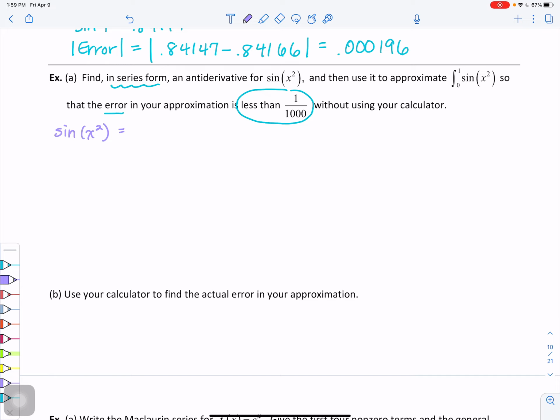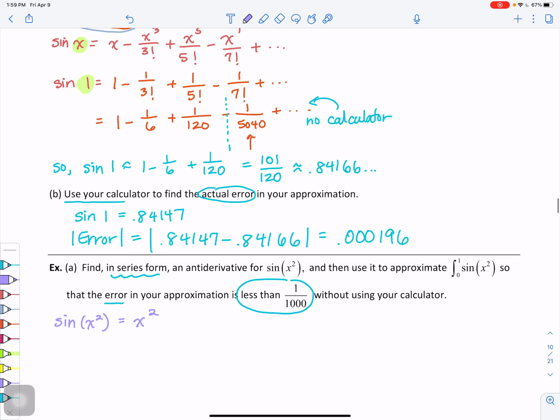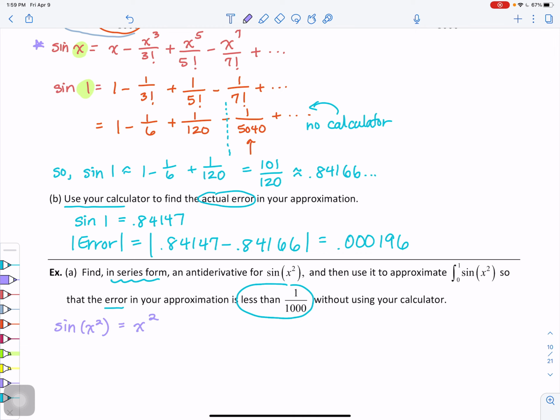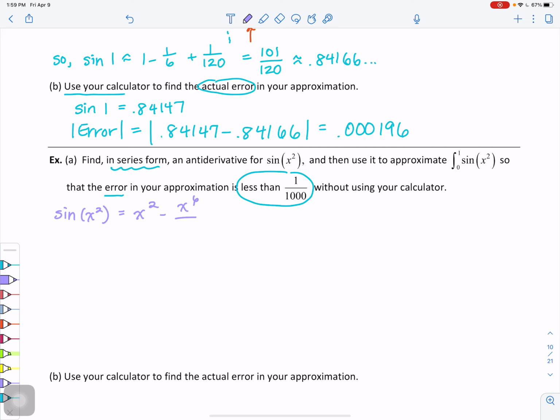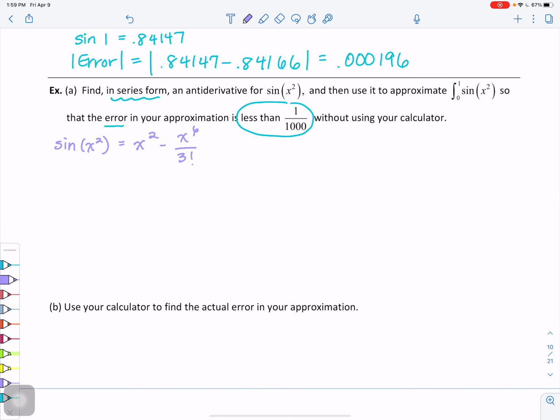And that's equal to x squared. And you can see here that we have the sine of x right here. So everywhere there's an x, we're putting an x squared. Minus x to the 6th over 3 factorial plus x to the 10th over 5 factorial minus x to the 14th over 7 factorial. And if I have to put a few more terms in there, I will. So that's the sine of x squared.